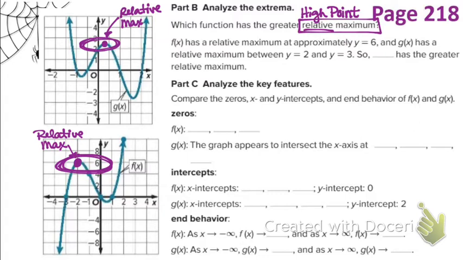Has a relative maximum at approximately 6. Here it's between 2 and 3. So f of x has the greater relative maximum. Remember, they've got these little speech bubbles here to tell me the names of each of these. This one here is g of x. The one on the bottom is f of x.